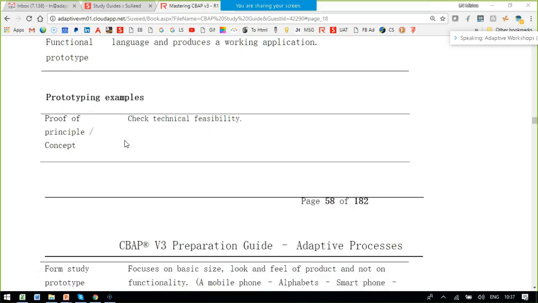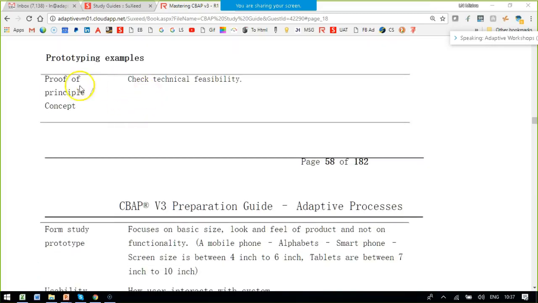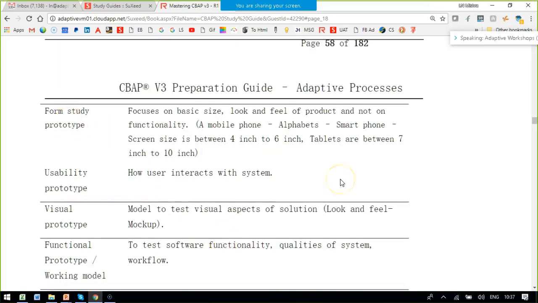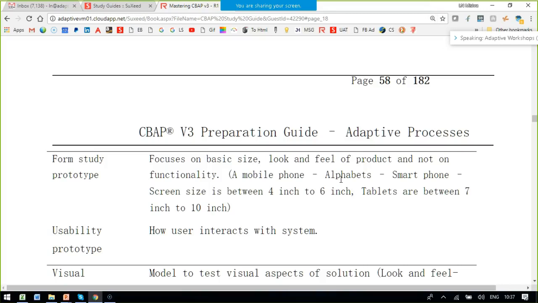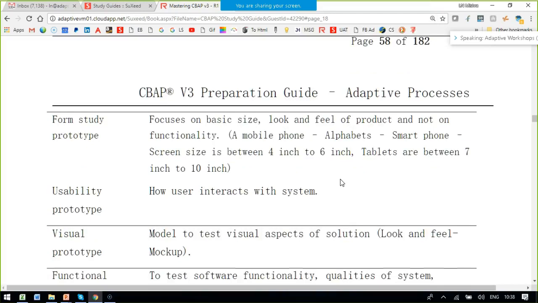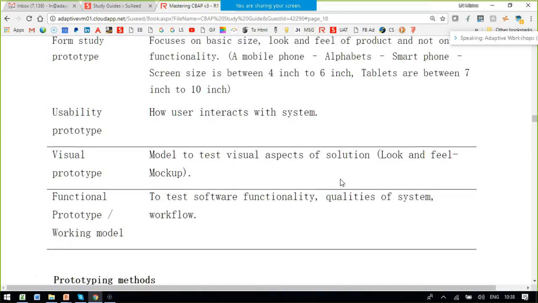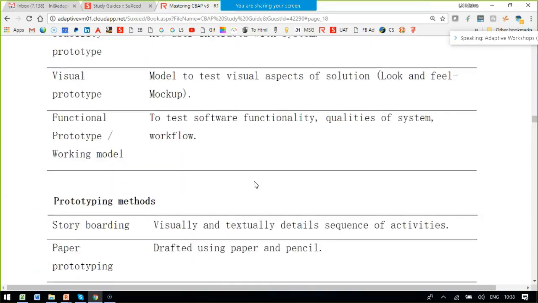Okay. Then there are different kinds of prototyping we may do. Sometimes we do something called a proof of principle or concept, which is essentially to get technical feasibility checked. Then we may also do a form study prototype, which is to get a physical feel of a product, like if you are designing a phone or a tablet. A usability prototype covers the user interaction aspects. Visual prototypes are very focused on how the solution looks, so a lot of people call them mock-ups. I have actually seen very nice mock-ups. They really look almost like the actual product. And then, of course, you have a functional prototype, which I explained before.